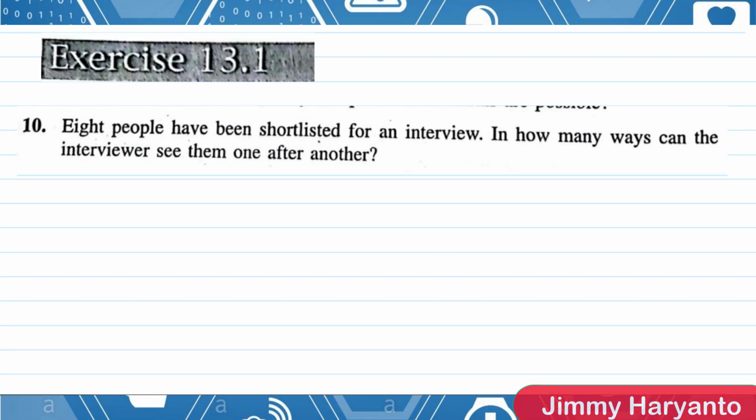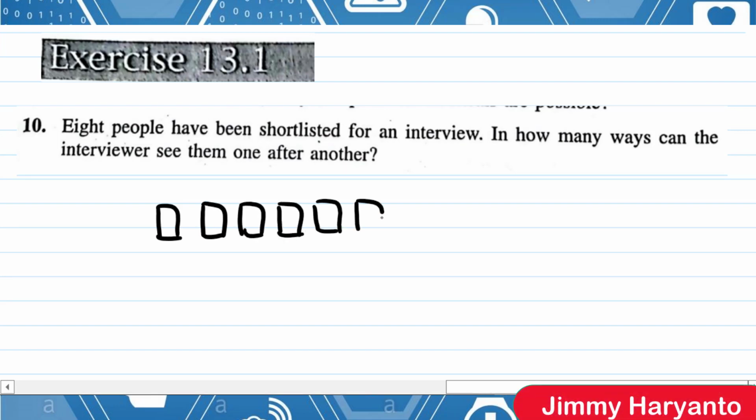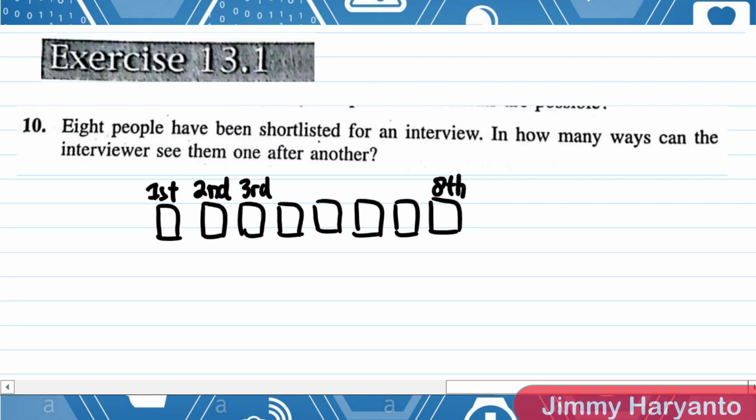For number 10, 8 people have been shortlisted for an interview. In how many ways can the interviewer see them one after another? So we have 8 boxes, 1, 2, 3, 4, 5, 6, 7, 8. The first box is for the first person who will be interviewed, the second person, the third, and so on until the 8th person who will be interviewed.